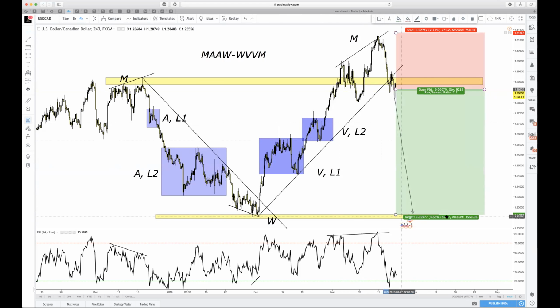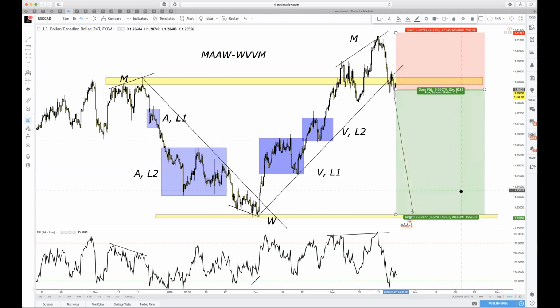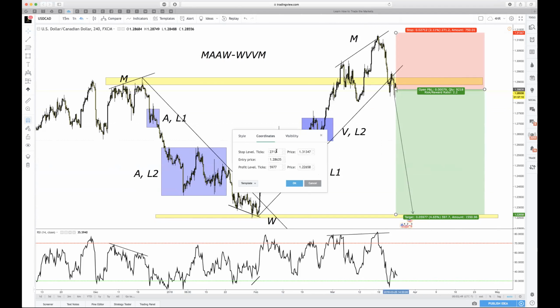That's your zone, right? That's your support zone. Just drag that up. Now look at it. Risk reward is 1 to 2.2. I don't like that. I like 1 to 3 risk reward. My stop loss is 270 pips. I don't like that either. I'm going to make it 2%.